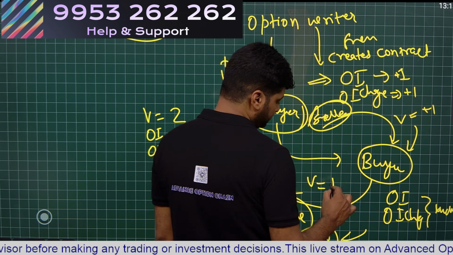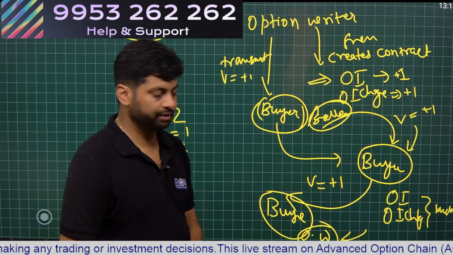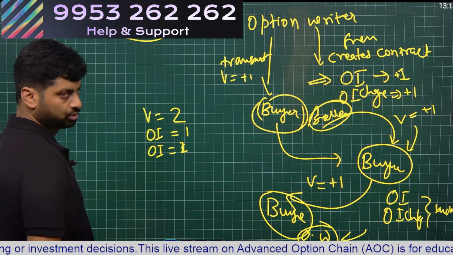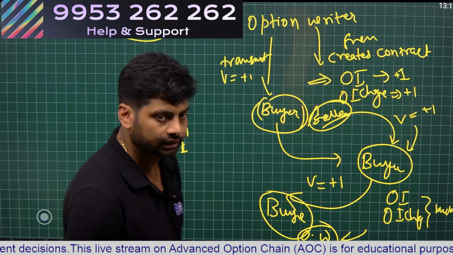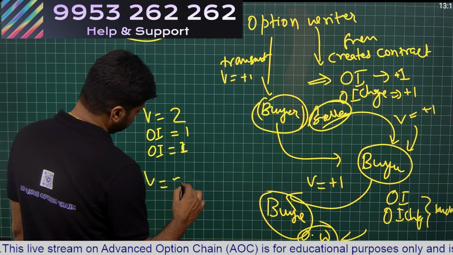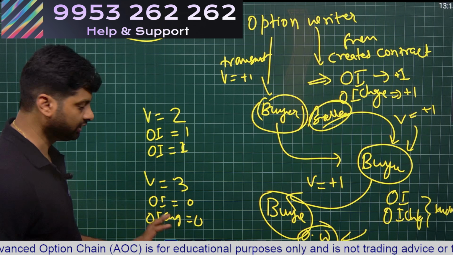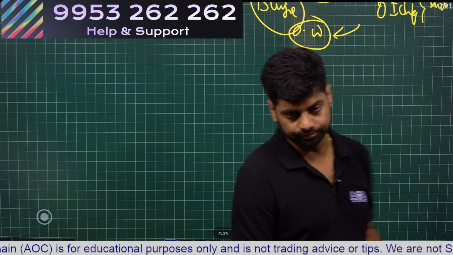Volume will increase because there is a transaction, and OI and OI change will decrease because the fresh contract is now squared off. The person who sold it first, who created the contract, took back the contract and squared off. So now the condition becomes volume is 3, OI and OI change become 0. Right? So this is the basic calculation of OI, OI change and volume.